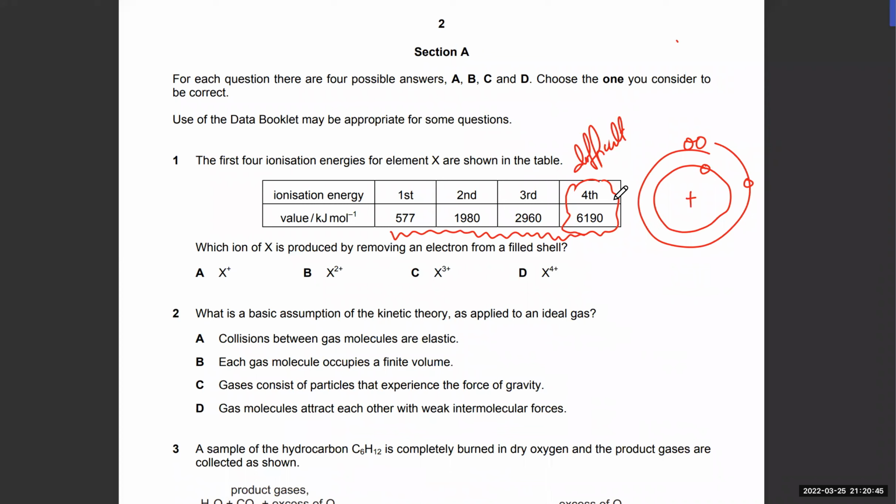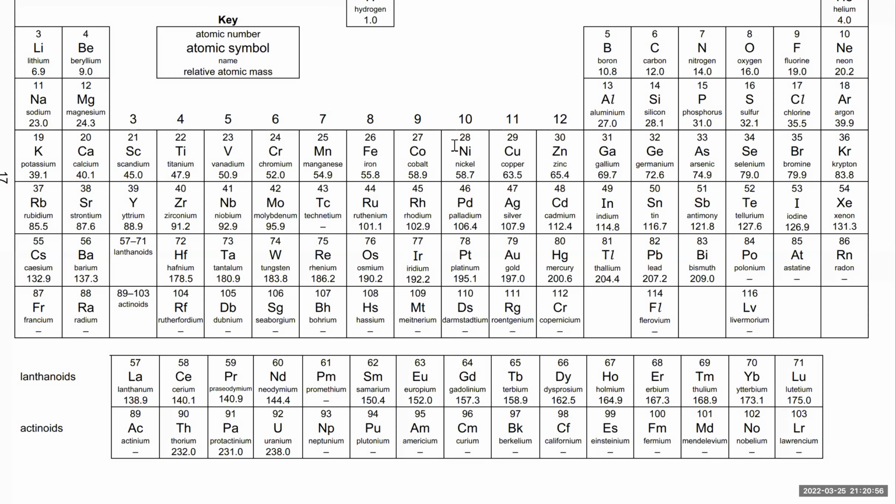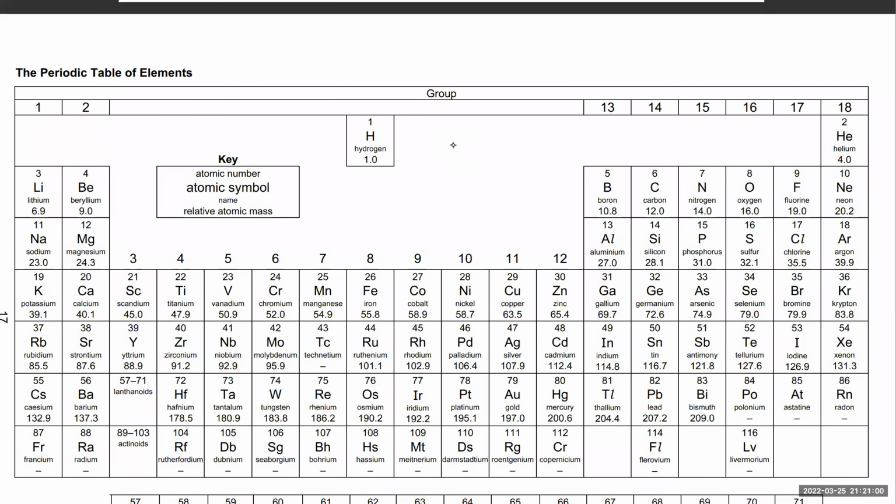Yes, sir. So it's got 3 electrons in the outer shell. So which elements have 3 electrons in the outer shell? It's group 3 elements. I don't know which element it is, but it is a group 3 element, with 3 valence electrons.